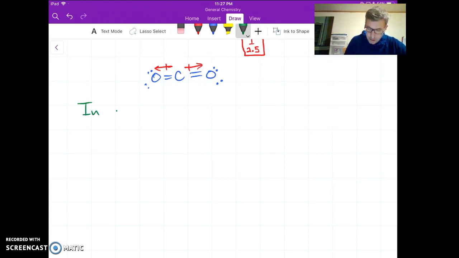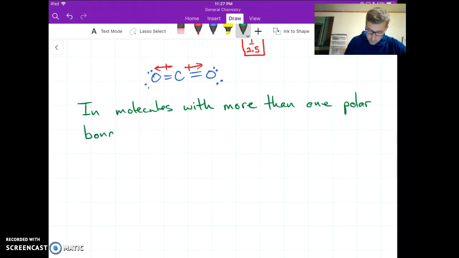In molecules with more than one polar bond, and I guess I should stop and clarify. When I say polar bond, a polar bond is any bond that has a dipole. So this double bond right here between carbon and oxygen is a polar bond. And polar just means having opposite sides.